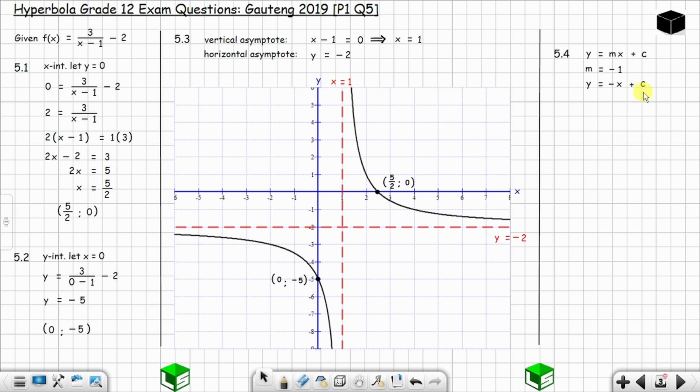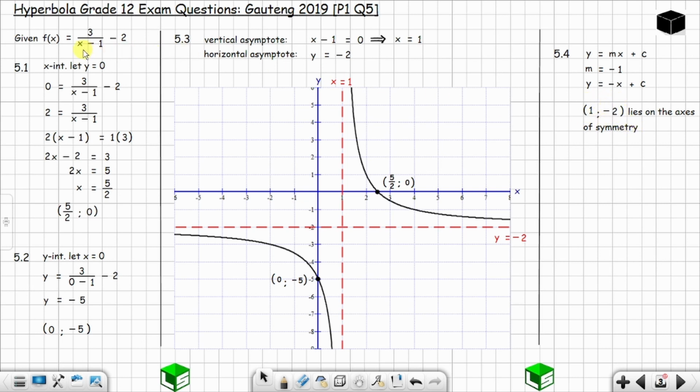Now we need to get the value of c. We are going to use a point which lies on the axis of symmetry. This point is the point of intersection for the horizontal and vertical asymptote, and it is also the point of intersection for both axes of symmetry. So we are going to use this point to get the value of c. The coordinates are 1 and -2. So this point lies on the axis of symmetry.